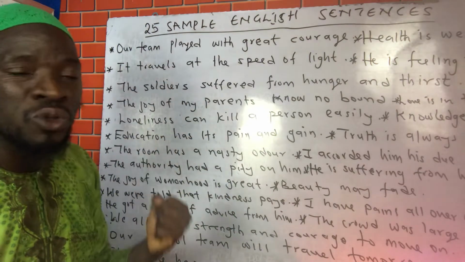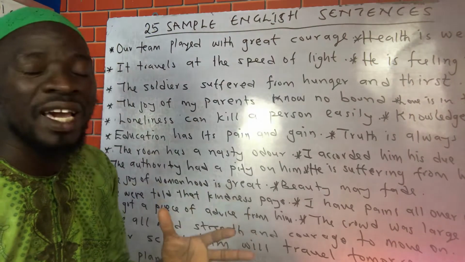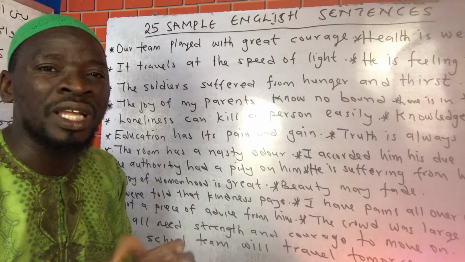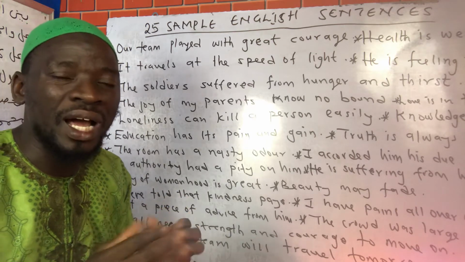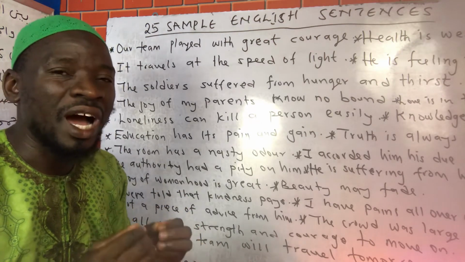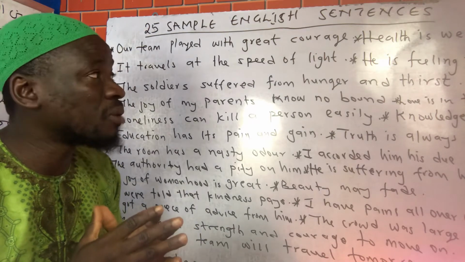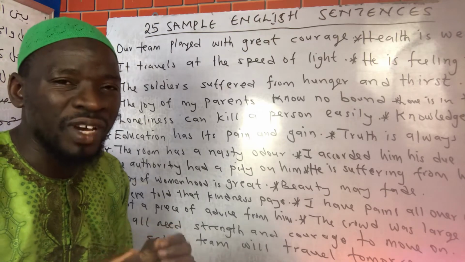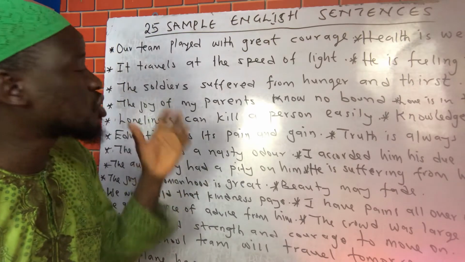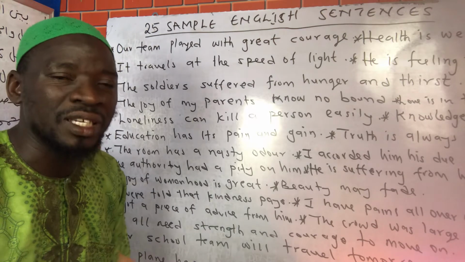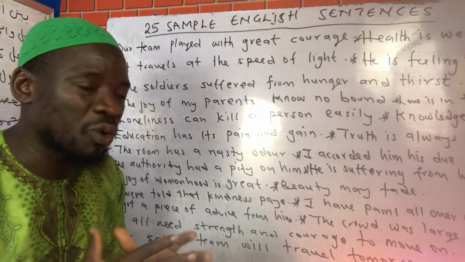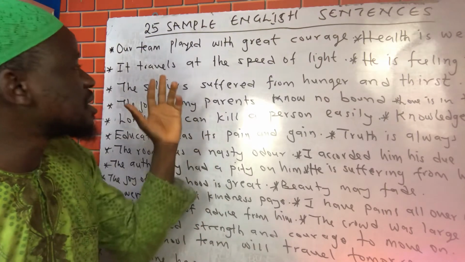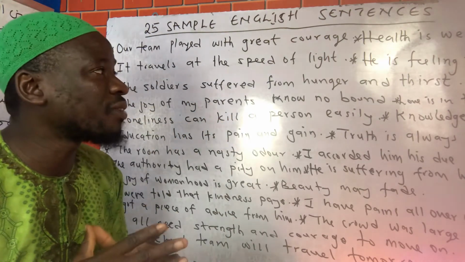Then: it travels at the speed of light. This is talking about the speed at which something runs or moves. When something moves very fast, we say it travels at the speed of light, because when light travels from one place to another, it moves very fast. It travels at the speed of light.